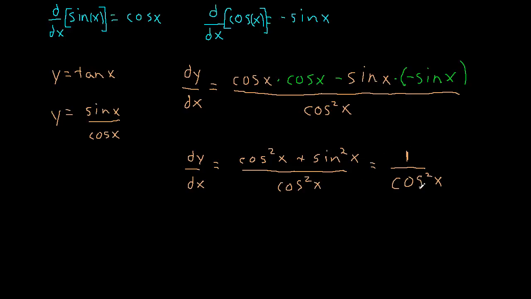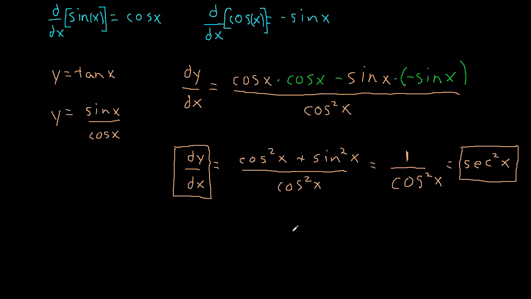1 over cosine squared looks like the derivative, and I can actually simplify that. I don't know if it's simpler, but, well, yeah, it's simpler, to secant squared. Another fascinating result. The derivative of tangent is secant squared. I don't know if you understand what that really means.